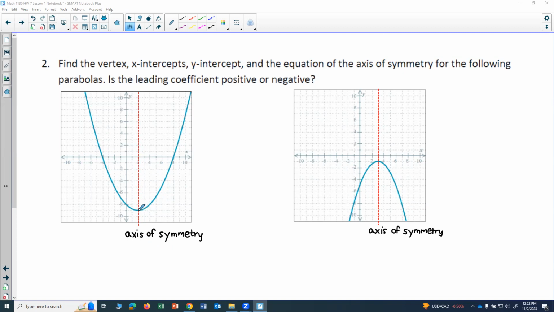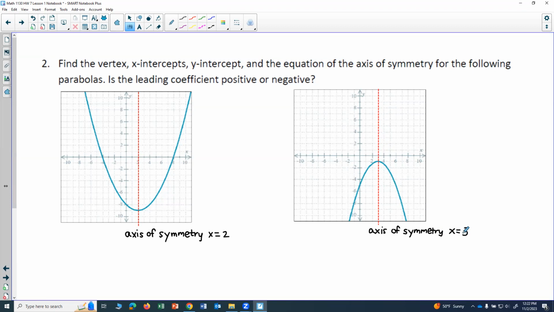So for our axis of symmetry, we'll have x equal to 2. And over here on the downward facing parabola, we have our axis of symmetry, this vertical line through the vertex. You want to look at the x value. The x value is 3. So the axis of symmetry is going to be x equals 3.